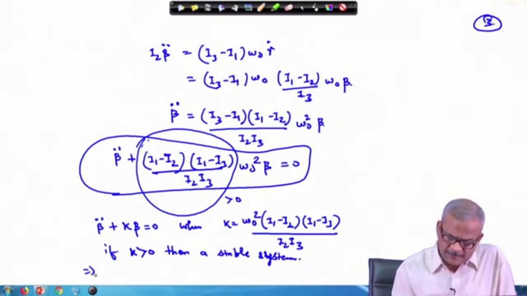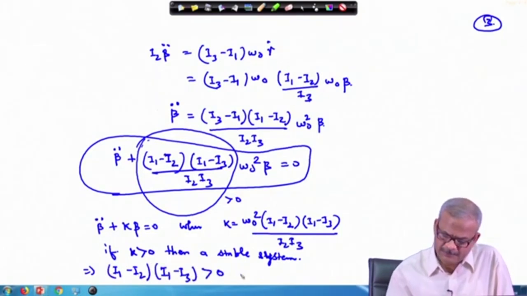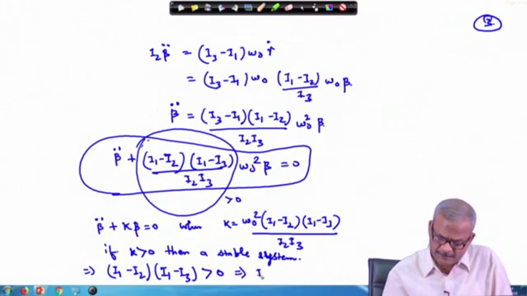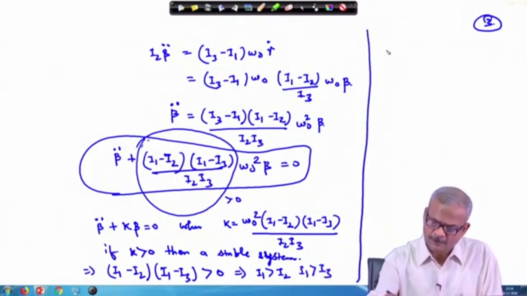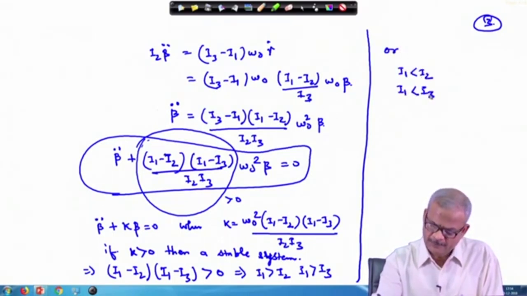So, this implies this condition that must be satisfied is I 1 minus I 2 times I 1 minus I 3 should be greater than 0, and this implies I 1 should be greater than I 2 and I 1 should be greater than I 3, or I 1 should be less than I 2 and I 1 should be less than I 3.